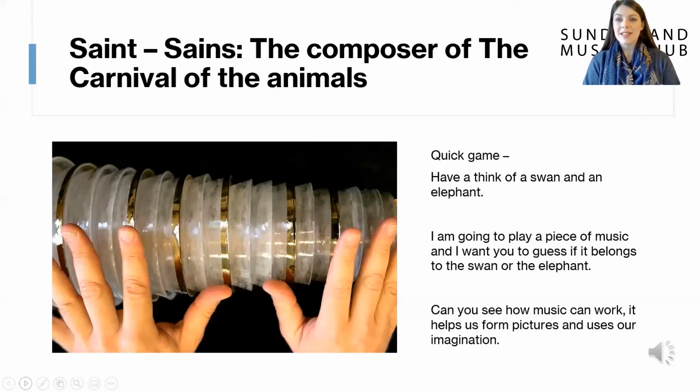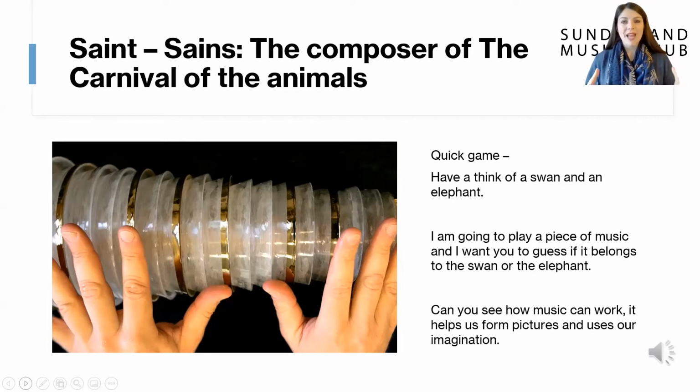So, Saint-Saëns was a composer, which means he wrote music, and a piece he wrote for fun was called Carnival of the Animals. And they have lions, swan, kangaroo, lots of different animals, but I just want you to see if I can show you how it works. Okay, so a little kind of game, I guess.